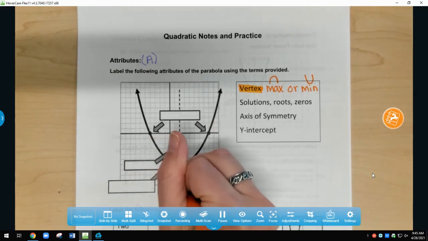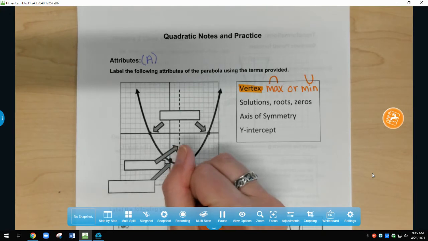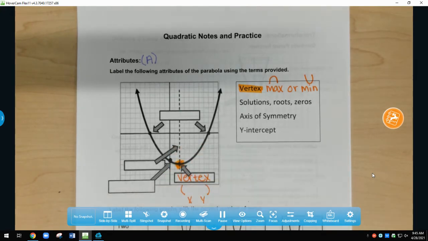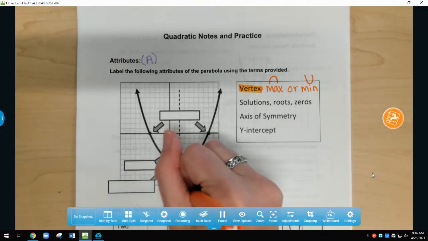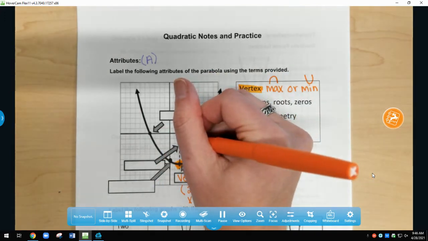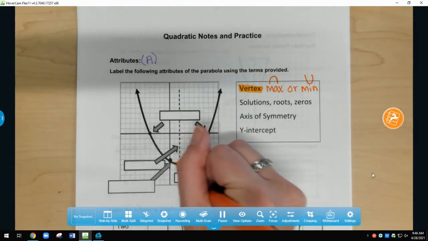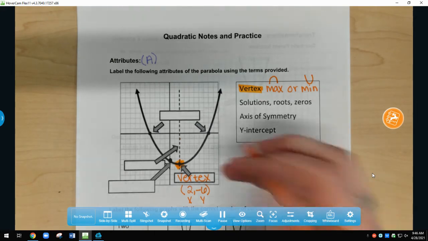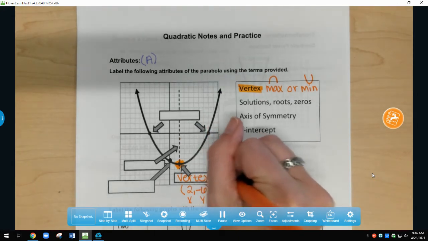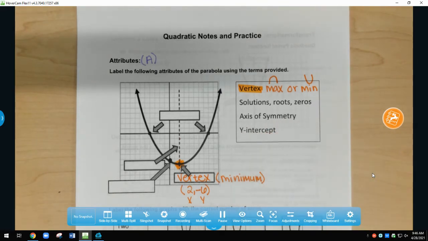We're also going to practice writing the ordered pair because we're not very good at that. Remember, your x comes first and then your y. So the x is 2. The y is negative 1, 2, 3, 4, 5, 6. So that would be our vertex, and this one is a minimum because it's at the bottom of our parabola.